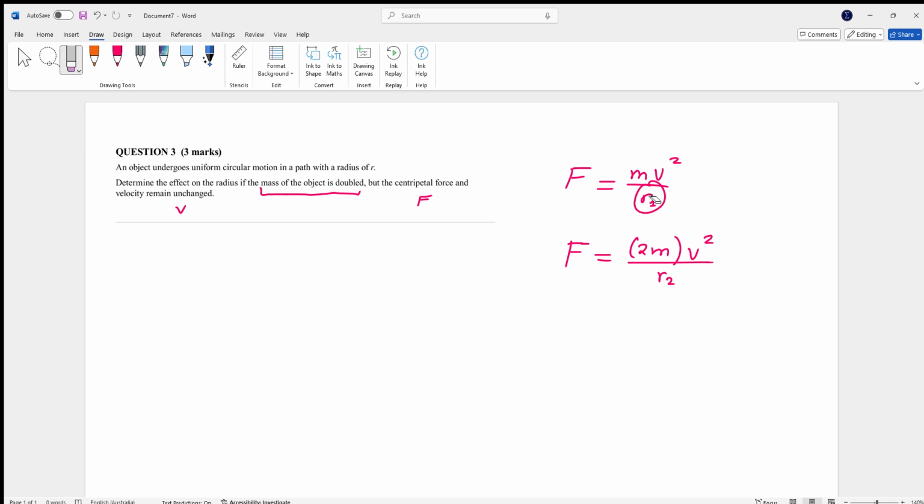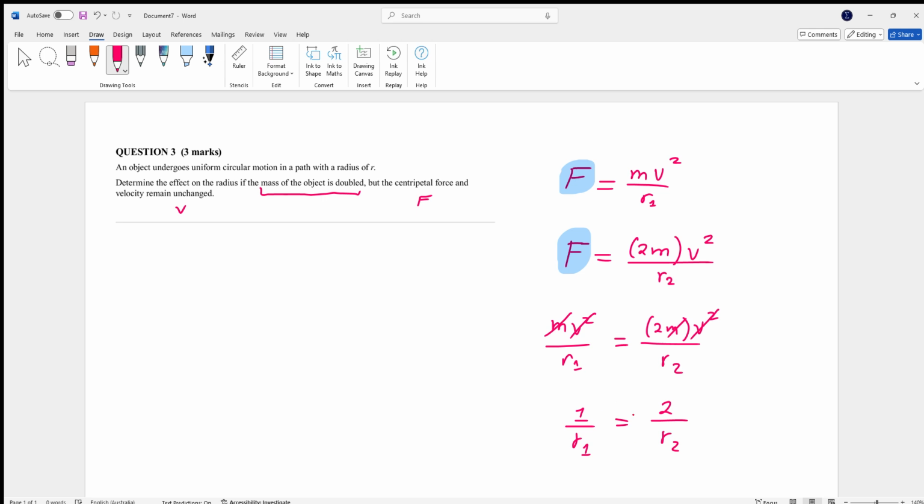Now because the forces remain the same, we can actually equate both of these to one another. So if we do that, we'll get mv squared over R1 equals 2mv squared over R2. Now what we can do here is start cancelling things that appear on both sides of the equation. So I can cancel the mass on both sides and I can cancel the velocity squared as well. That leaves us with 1 over R1 equals 2 over R2. Now if I were to flip both sides upside down, I get R1 is equal to R2 divided by 2.